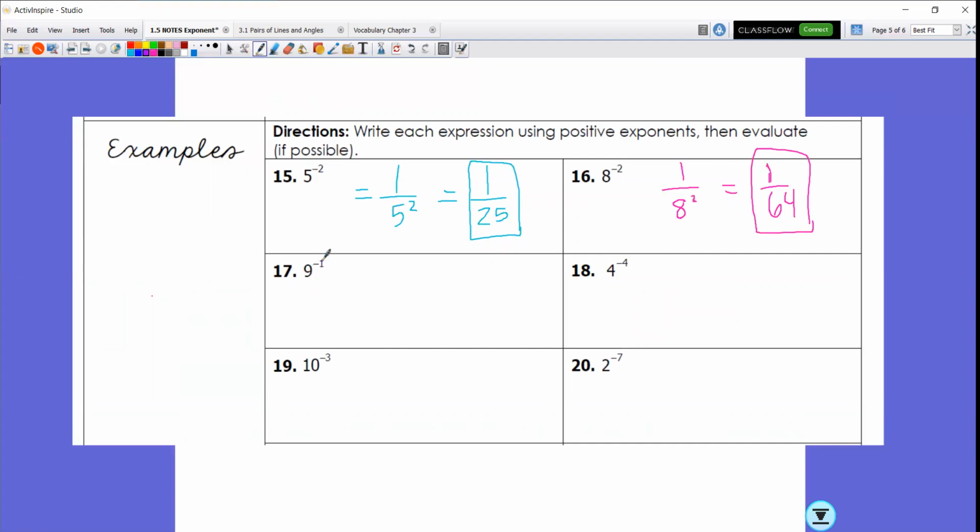All right, chugging right along. Number 17, 9 to the negative 1 power. Negative exponents are terrible. We rewrite it: 1 over 9 to the 1 power, that feels so weird saying that. And what is 9 to the 1 power, or raised to the first power? It's just 9. So it's just going to be 1 over 9. That's a weird one.